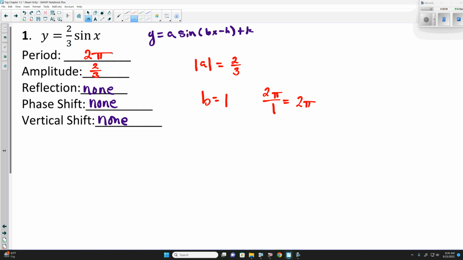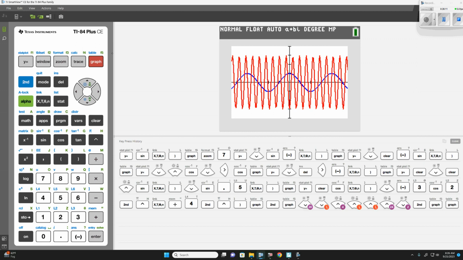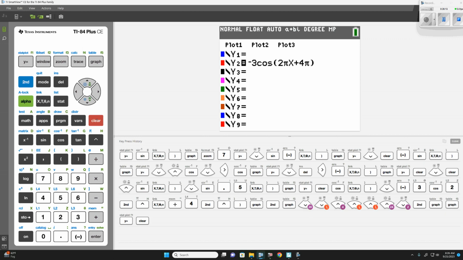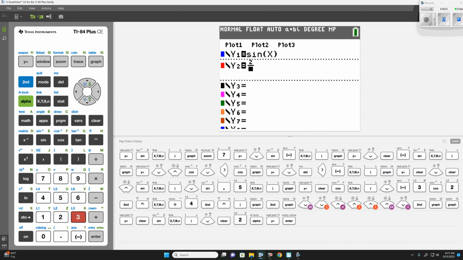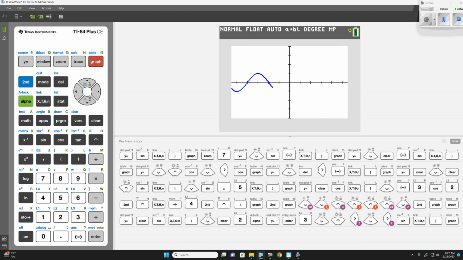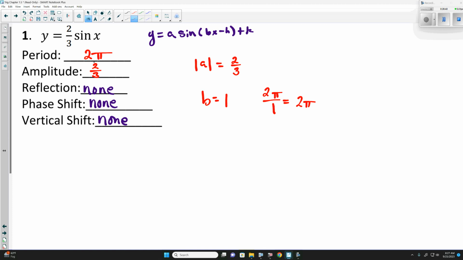Everything else stays the same. It's just that the maximum and minimum values for this sine function are going to be 2/3 of what they normally should be. It's just lower down. And that's it. Questions on this here?